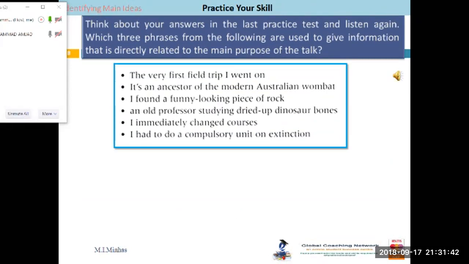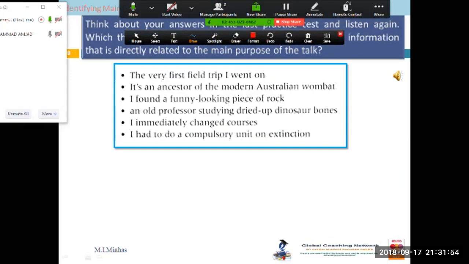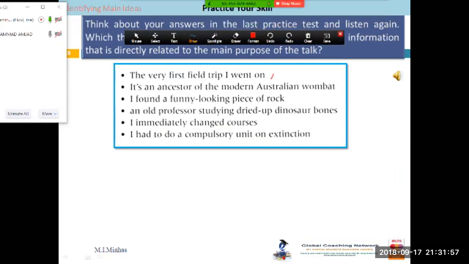So now think about your answers in the last practice test and listen again: which three phrases from the following are used to give information that is directly related to the main purpose of the talk? He talked about different points. The first point was the very first trip I went on. Obviously, somehow this was related, but not very much. It is an ancestor of this thing. Again, this is not related to the main purpose. I found a funny looking piece. Okay, this is now... I immediately changed courses. This sentence is related to his conversion, his shift towards this profession.